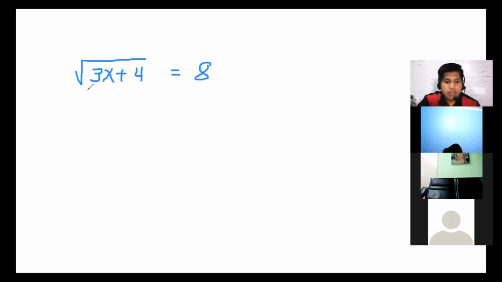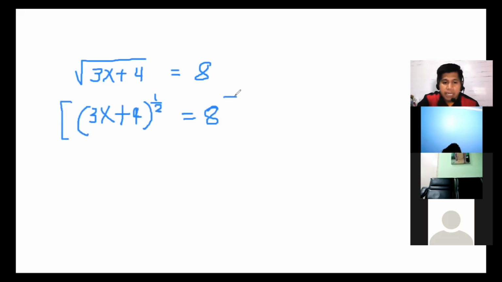Very good, French. So the square root of 3x plus 4 is actually equal to the quantity 3x plus 4 raised to 1/2, because square root in exponential form is equal to the 1/2 power. Then equals 8, right? So to eradicate the 1/2 power here, we're going to raise the whole equation to 2.